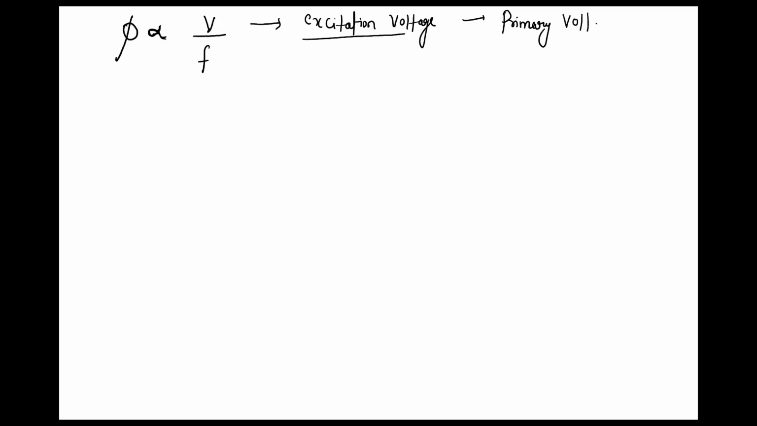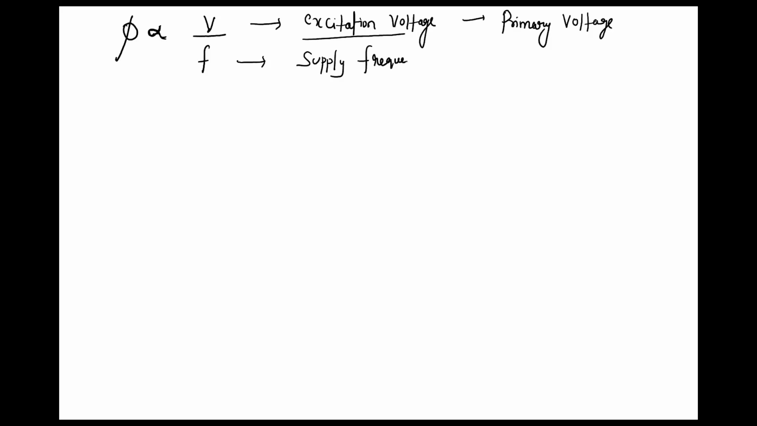So the first point which you have to remember: the flux inside the core of a transformer is directly proportional to V and F, where V is the excitation voltage, or the other name is primary supply voltage. In a transformer, you will supply primary voltage, right? That is the primary voltage. And F is the supply frequency, the frequency of the voltage which you are supplying.